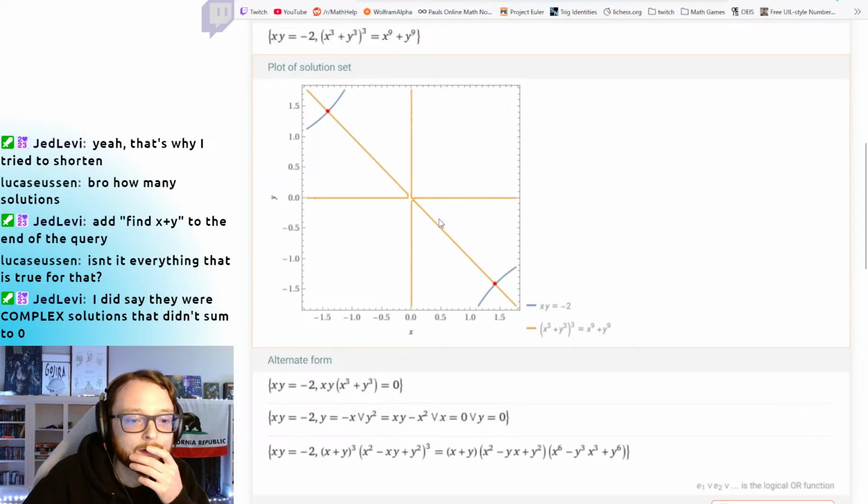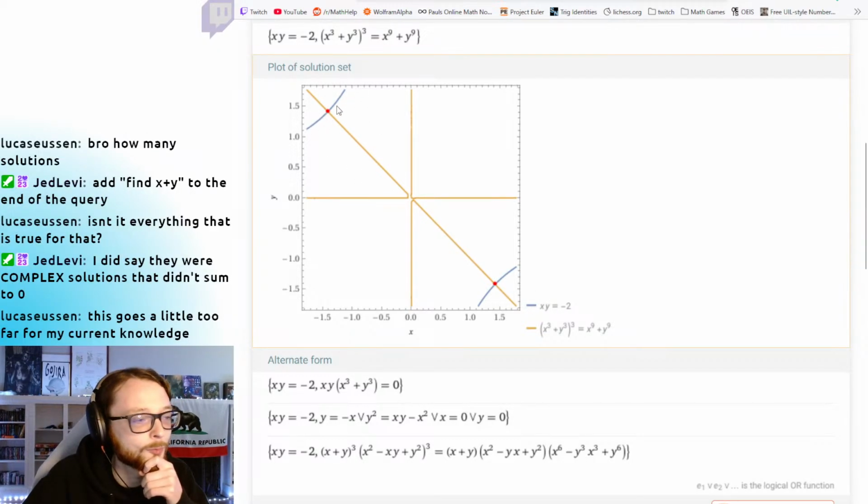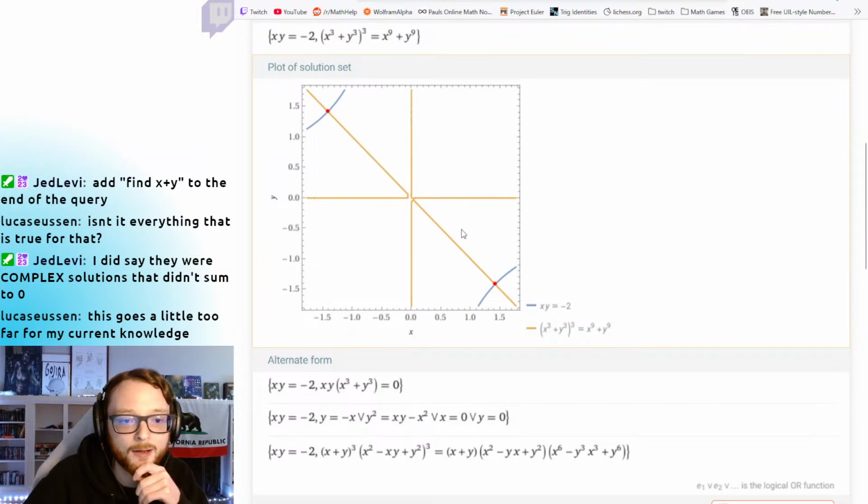It's basically they're not really showing it, but wait, what? It's a weird graph, but basically xy equals minus two forms the blue parts of the graph here, and the other requirement, x cubed plus y cubed equals x to the 9 plus y to the 9, forms apparently the gold parts, which seems weird. But wherever they intersect are our solutions. There's only those two intersections that it's showing us, at least.